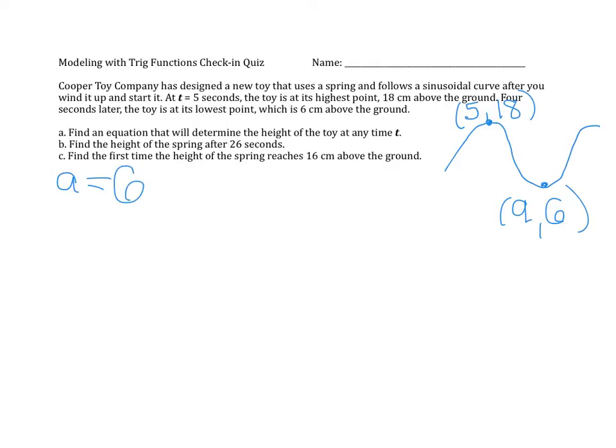We also need to get the period to help us find the b value. The period is how long it takes to complete one full cycle. So from top to bottom, it takes 4 seconds. So that means the entire cycle from top to top or bottom to bottom would take 8 seconds. To get the b value, you do 2 pi over your period, so 2 pi over 8, which would reduce to pi over 4.